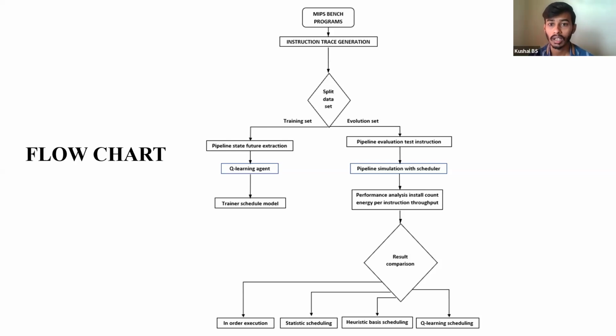In the evaluation set, the test instructions go through pipeline simulation and scheduling, followed by performance analysis, including stall count and energy per instruction. It analyzes the performance and sends it to the results comparison. In the results comparison, we compare in-order execution, static scheduling, and heuristic-based scheduling. We compare all the things it is analyzing.